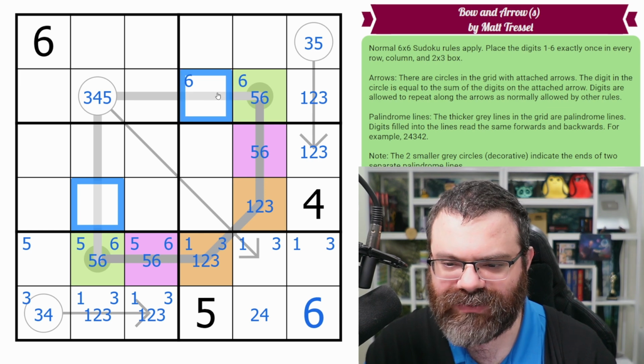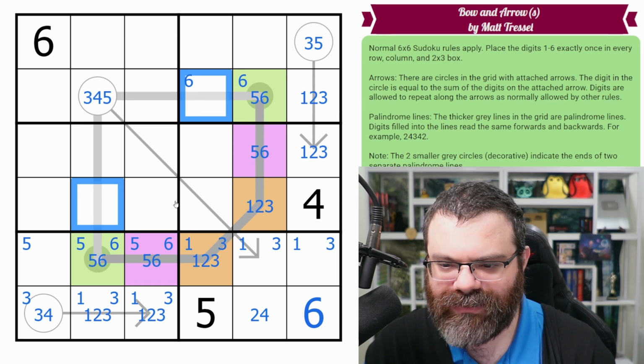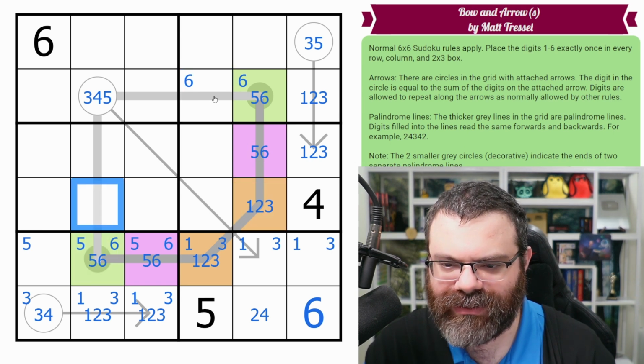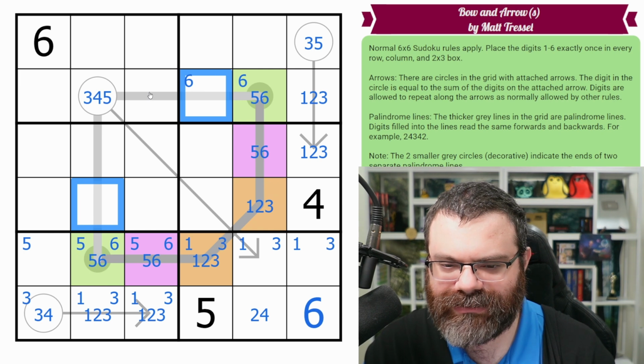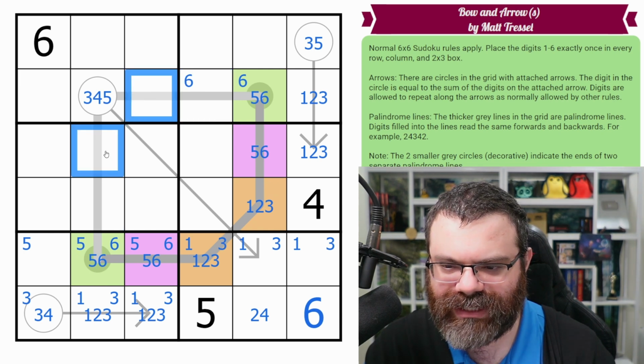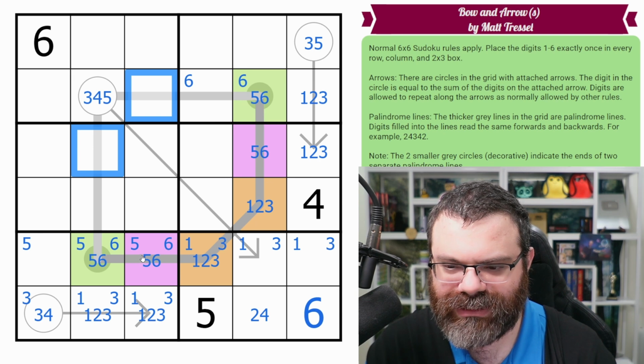Now, we could color these as well. The problem is we need to make sure we know that, for example, these could be purple. They can't be orange, and they can't be green, but they could be purple. But they are the same digit as each other. And this digit and this digit are the same. They're not green or purple, but they could be orange easily.